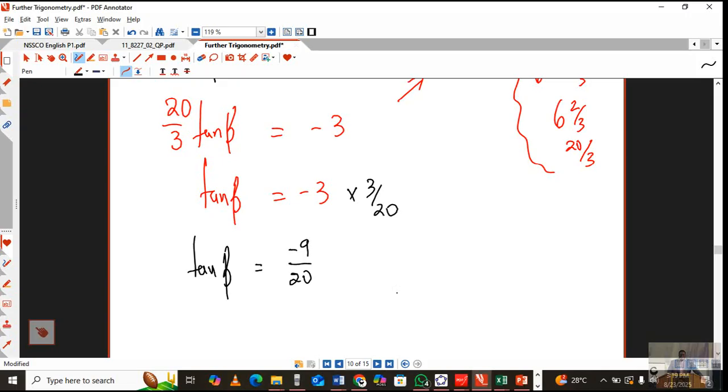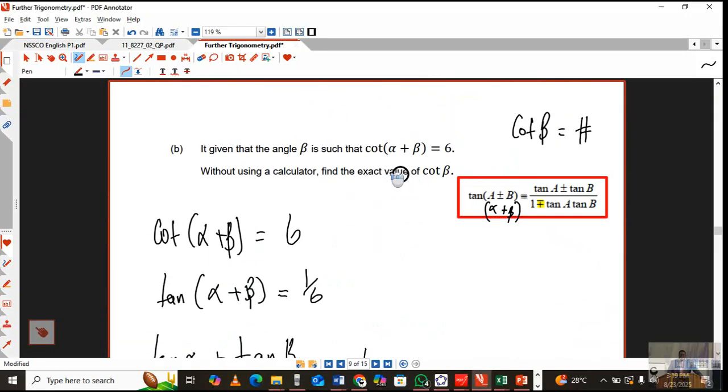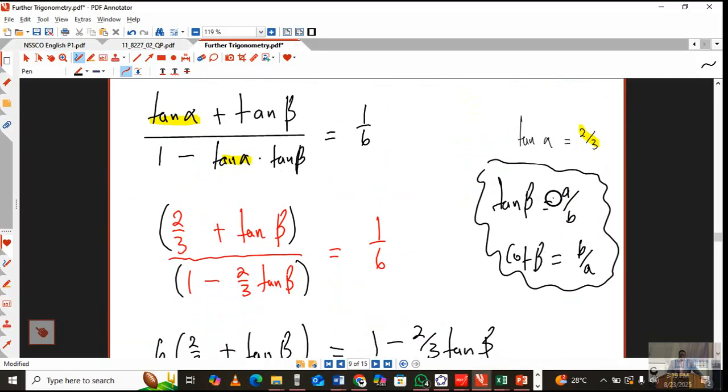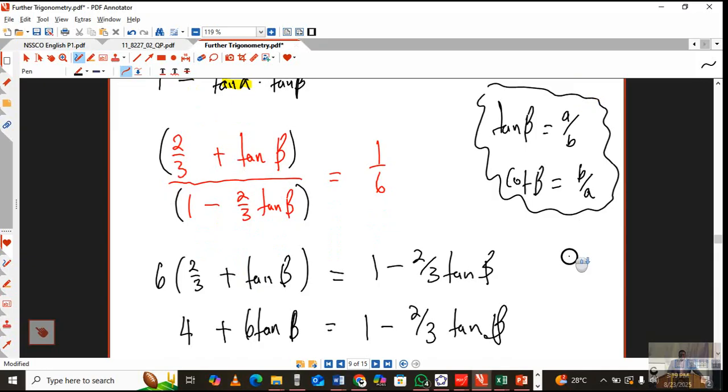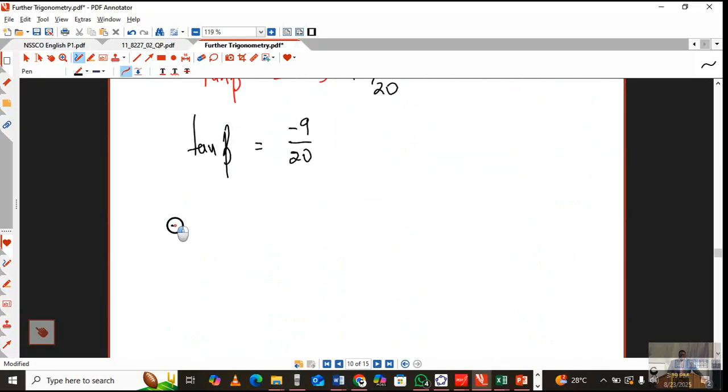But remember, this is not what we were required to calculate. We were required to calculate cot beta, and I said cot beta will be whatever tan beta is. I'm going to take that ratio and just flip it around. So therefore, the cotangent of beta will be -20 over 9.